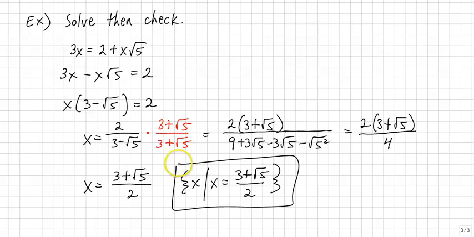But we should always check our answer. So let's see what happens when we check. So we're just going to plug this answer in for x. So it'd be 3 times what we think the answer is equals 2 plus what we think the answer is times the square root of 5.